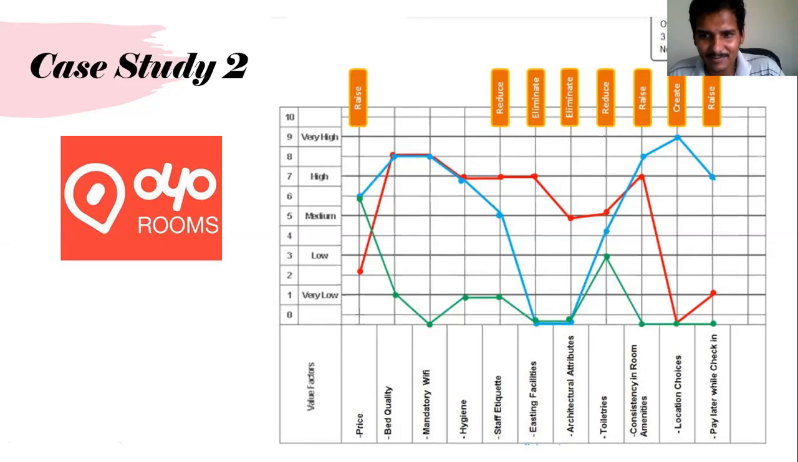Pay later while check-in, that is also an interesting option. Mandatory Wi-Fi is common. Bed quality. So they identified from the available market space what is the blue ocean. Oyo Rooms was a great success. They started in 2013, and by the end of 2018-19 the business was booming. So this is the second case study, on Oyo Rooms. It is again an excellent example of blue ocean strategy.